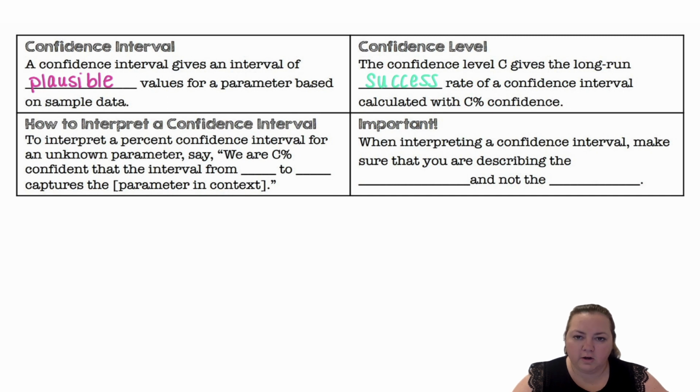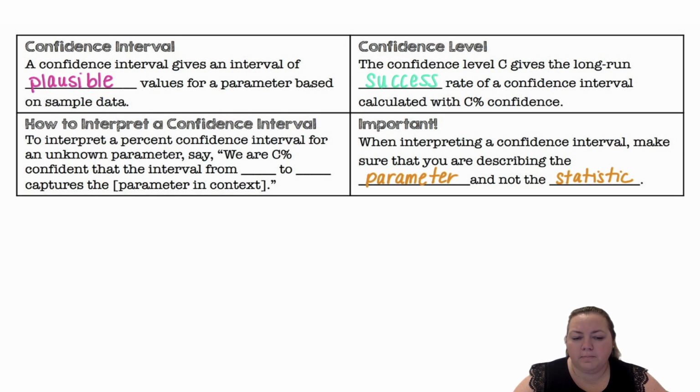So if we calculate the confidence interval, we're going to make this statement. To interpret a percent confidence interval for an unknown parameter, we say we are blank percent confident that the interval from your lower value to your higher value captures your parameter, like the true proportion or the true mean of whatever you were trying to find. Important: when interpreting a confidence interval, make sure you are describing the parameter and not the statistic.